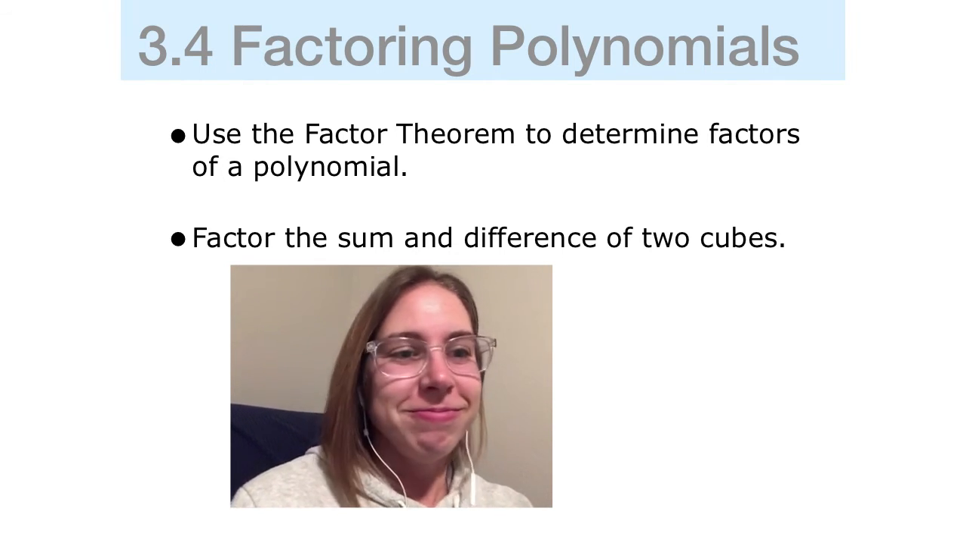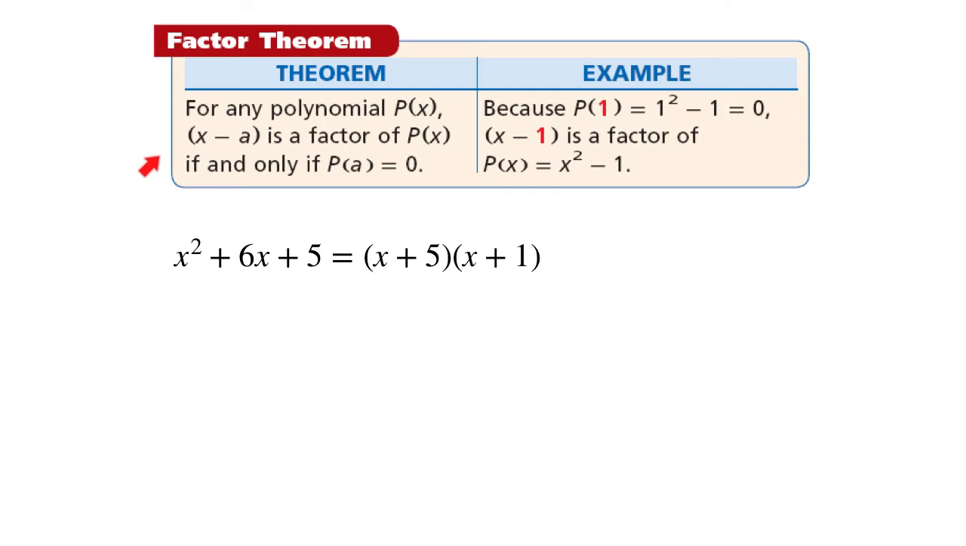In your book, they have the definition of the factor theorem here, and essentially this is just reminding us that the factors are going to give us the zeros of a function. So for example, the zeros here would be x equals -5 and x equals -1, because if we plug those into each factor, it would make them 0.